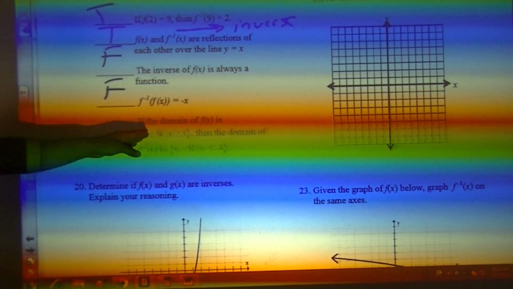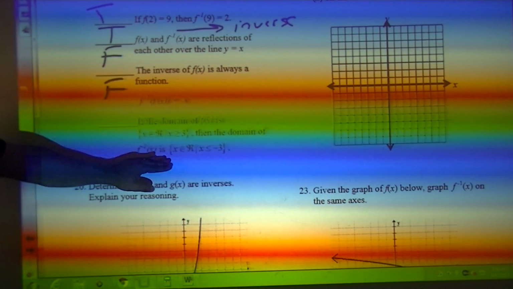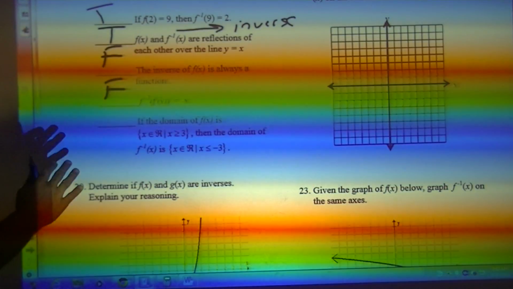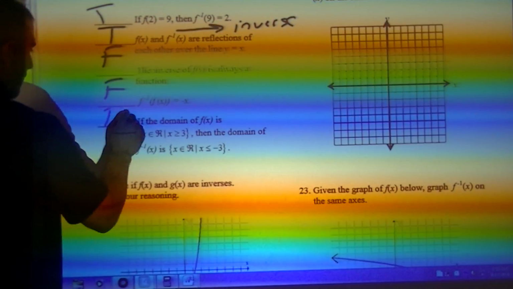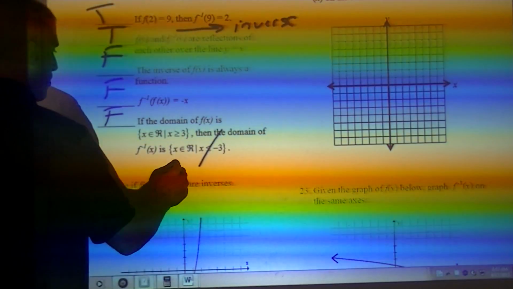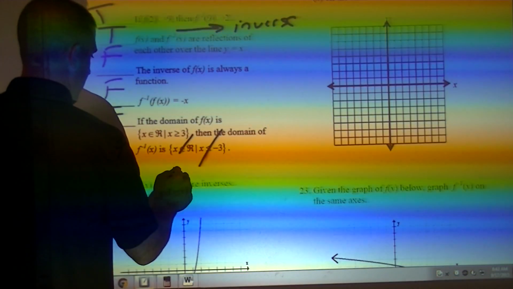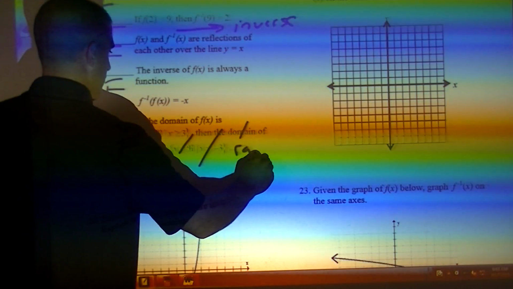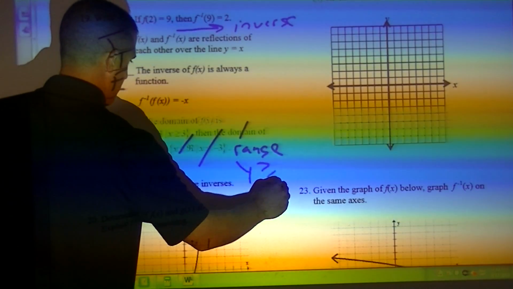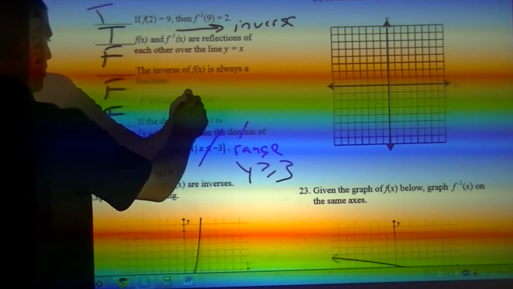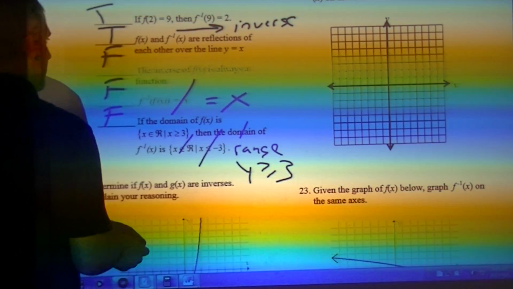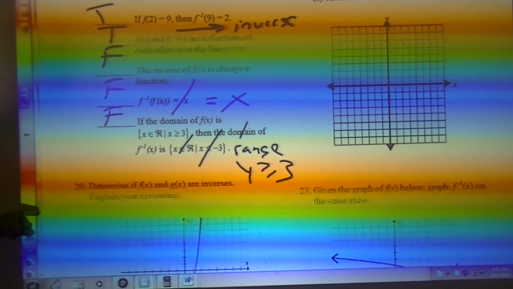The domain is this, of the regular, then of the inverse. No. What this would be, this would be the range. The range would be y is greater than or equal to 3. This one would be true if it equaled x. And this one just not all the time.